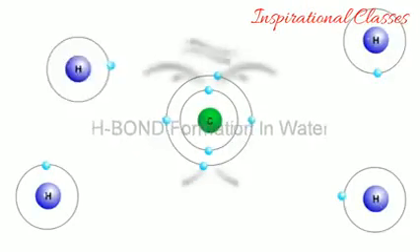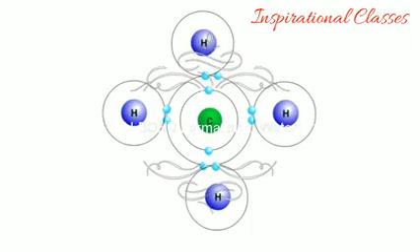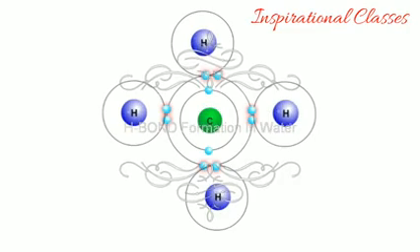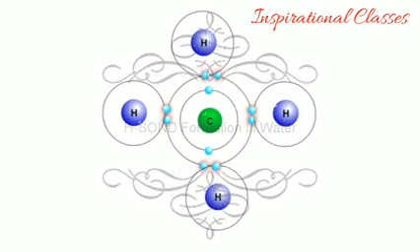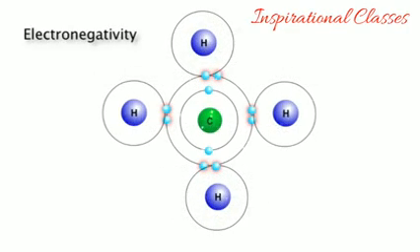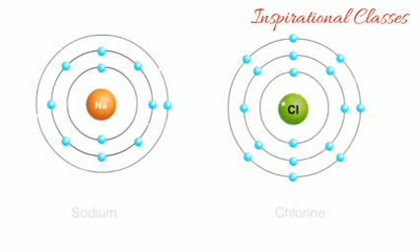When atoms form a covalent bond, they do not always share their electrons equally. This is because atoms differ in their electronegativity, or their ability to attract electrons. Consider what happens between atoms of chlorine and sodium.